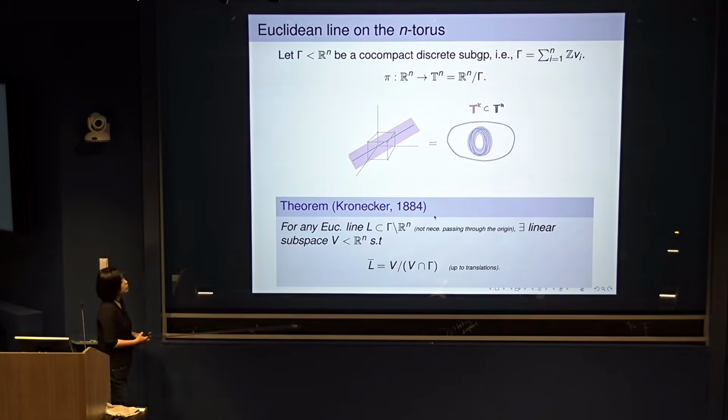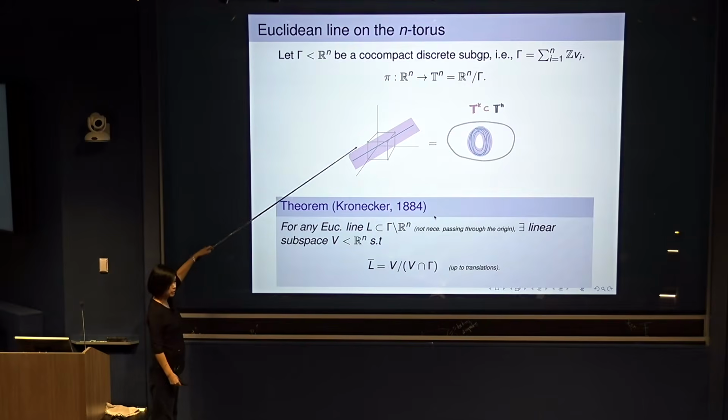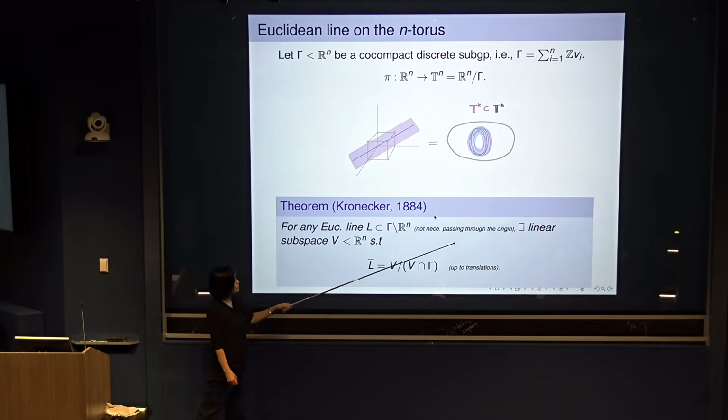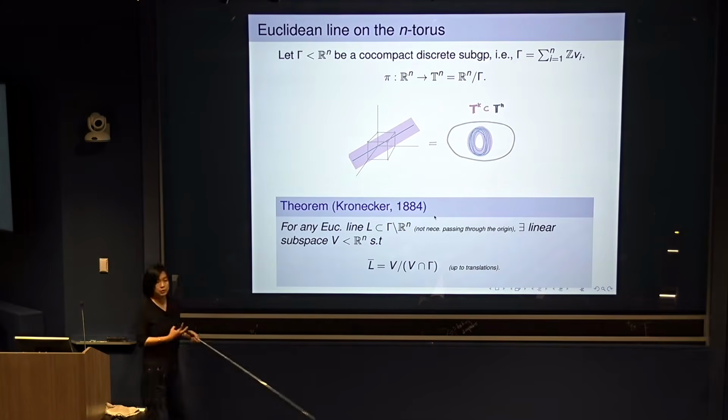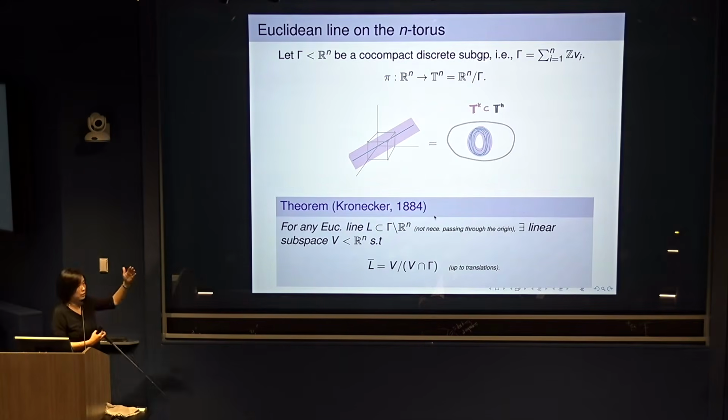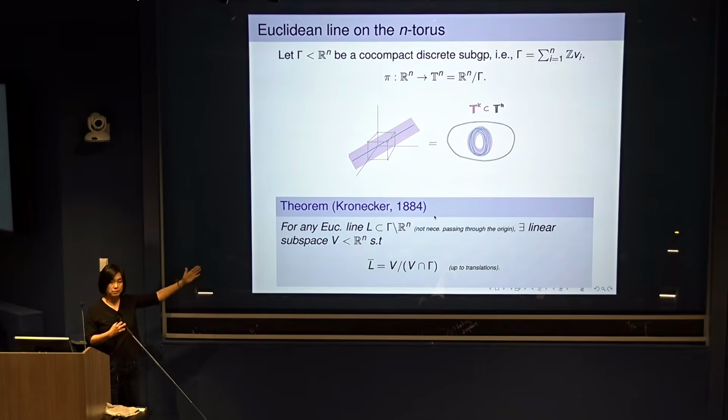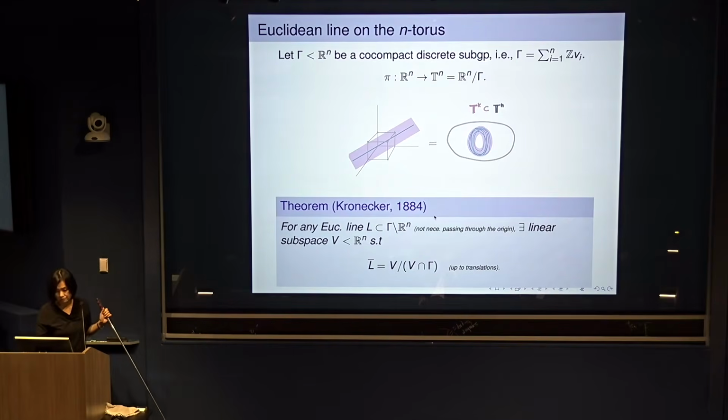And moreover, we don't have to insist that our line passes through the origin. In this problem, we can actually allow lines which do not pass through the origin, so not necessarily passing through the origin. But in that case, in our answer, we have to allow translations, because this subtorus is not going to come from a linear subspace, but we have to allow translations. Okay? But these are all the possibilities.